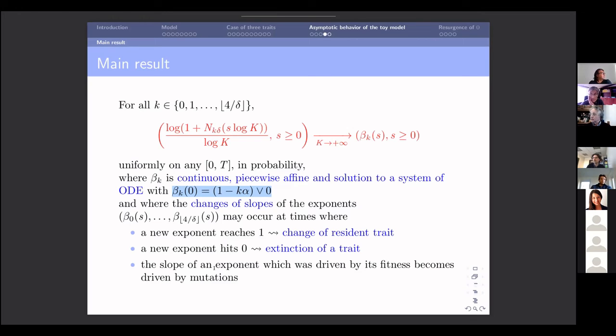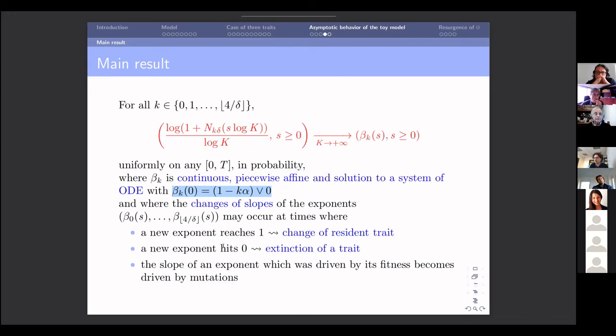there is a change of slope due to the fact that actually you have 2 driving forces for the change of an exponent. It's fitness, so its tendency to grow or decrease by itself, all alone, or the incoming immigrants, the incoming mutations. At some time, it may happen that, for example, incoming mutations become more important than the effect of fitness, and so then you may have a change of slope. Okay, and so our result is going to give a rule to update the exponent slopes at each of such times.